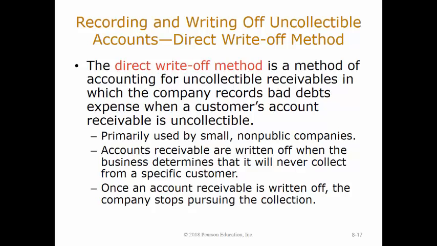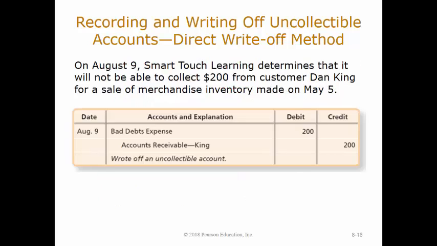Once an accounts receivable is written off, the company stops pursuing the collection. Some companies might turn over delinquent receivables to an attorney or a collection agency to recover some of the cash for the company, but generally companies do not expect to receive any future payment.